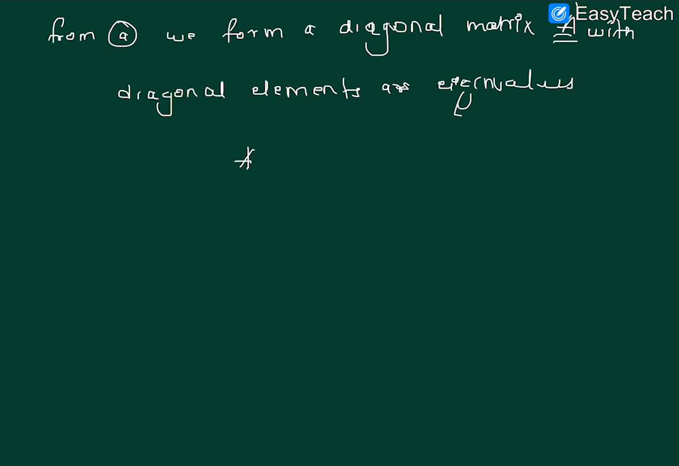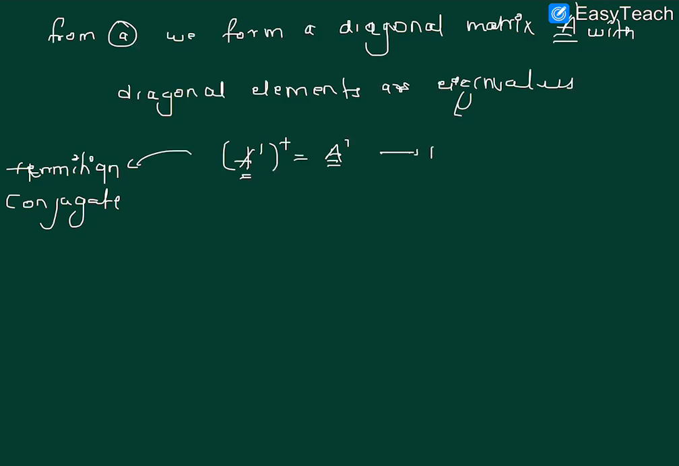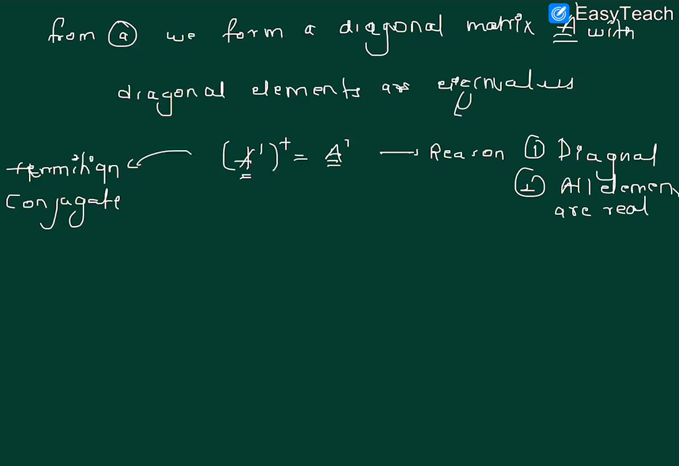Alright, now the diagonal matrix transpose conjugate is called a Hermitian conjugate. We first take the transpose and complex conjugate, and that Hermitian conjugate is equal to matrix A prime itself. The reason is, first it's diagonal, and second all its elements are real over here. Alright, so this is one thing, so let me call this 1.